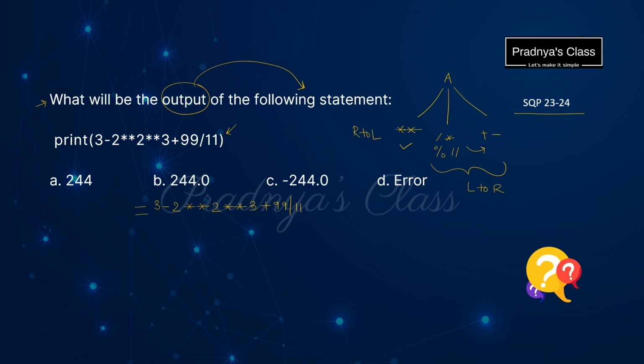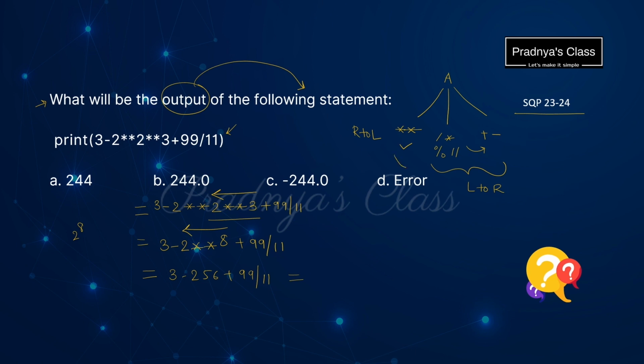Now let's solve this expression. There are two exponentiation operators which will get calculated from right to left. So 2 to the power 3 will get calculated and we will get 8. So the expression will look like this: 3 minus 2 ** 8 plus 99 divided by 11. There is one more exponentiation operator that will get evaluated. 2 to the power 8 will be 256. So 3 minus 256 plus 99 divided by 11.